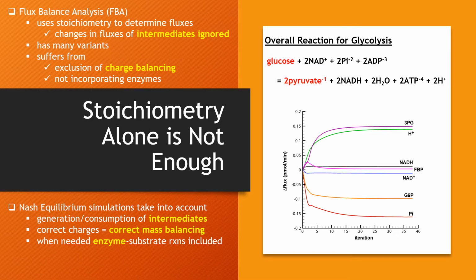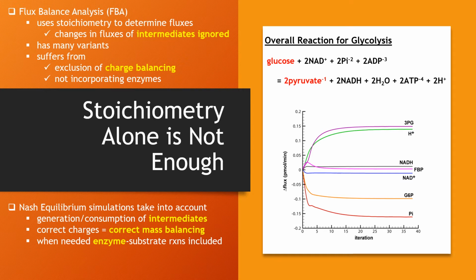Flux balance analysis, or FBA, has been the mainstay for determining steady-state fluxes throughout a metabolic network for many years, and it has many variants. Unfortunately, it also has some disadvantages. 1. It doesn't include chemical intermediates. 2. It doesn't consider charge balancing. And 3. Enzymes are often not included in the model.